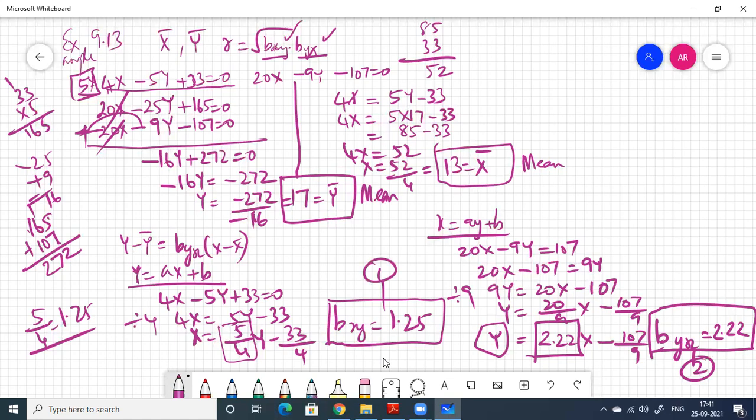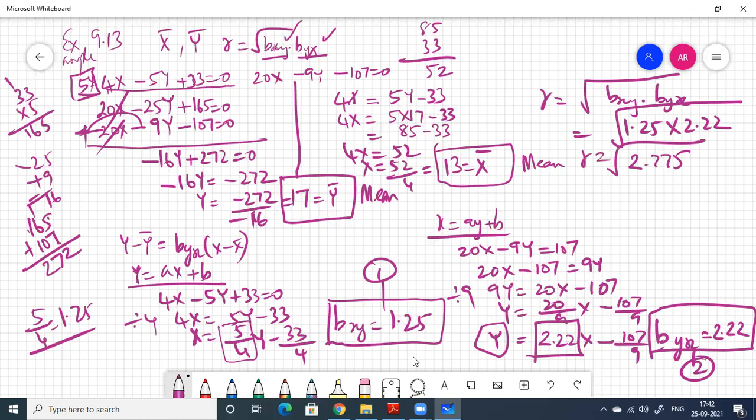Now r you have to find out. R is equal to root of b of xy into b of yx. Very simple. That is equal to 1.25 into 2.22. See how much is 1.25 into 2.22? 2.775. Okay, root of 2.775 you have to find out. That is equal to 1.666. Okay. R is equal to 1.666.